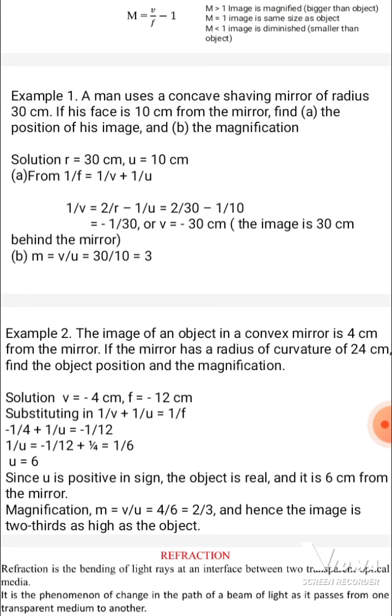So our U equals 10 centimeters. Our R is 30 centimeters. But what we need in the formula is F, so that will give us 2 over R. Your 1 over F equals 2 over R.